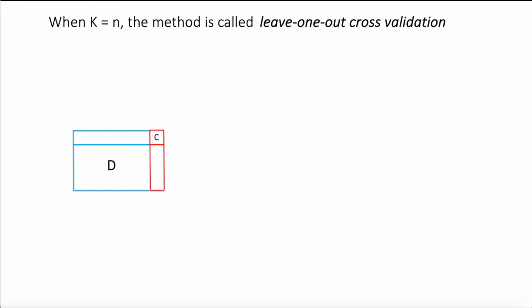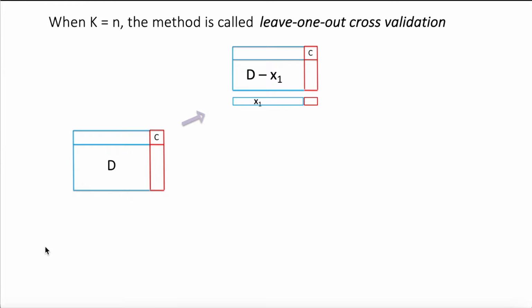One variant of the k-fold cross-validation method is called leave-one-out cross-validation, and it's basically the same thing, but when k is equal to n, the number of data points. For example, here we have our initial database. We leave just one data point out, right? Let's call it x1. So we're going to have x1 here for testing and D minus x1 for training.